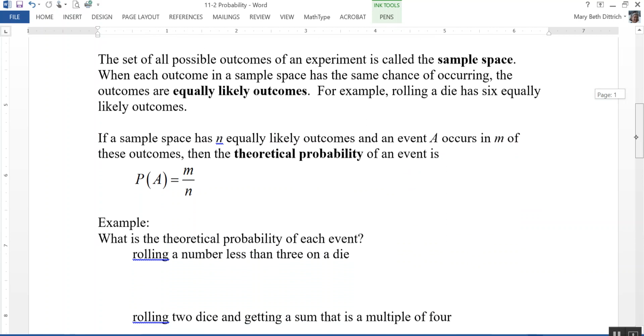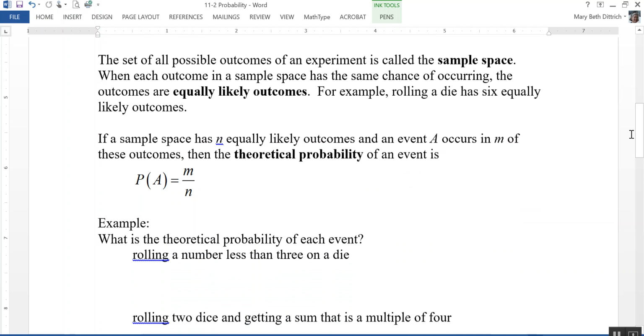The set of all possible outcomes of an experiment is called the sample space. When each outcome in a sample space has the same chance of occurring, the outcomes are considered to be equally likely. For example, rolling a die has 6 equally likely outcomes. When you roll a die, you can get a 1, a 2, a 3, a 4, a 5, or a 6, and all of those are equally likely to come up.